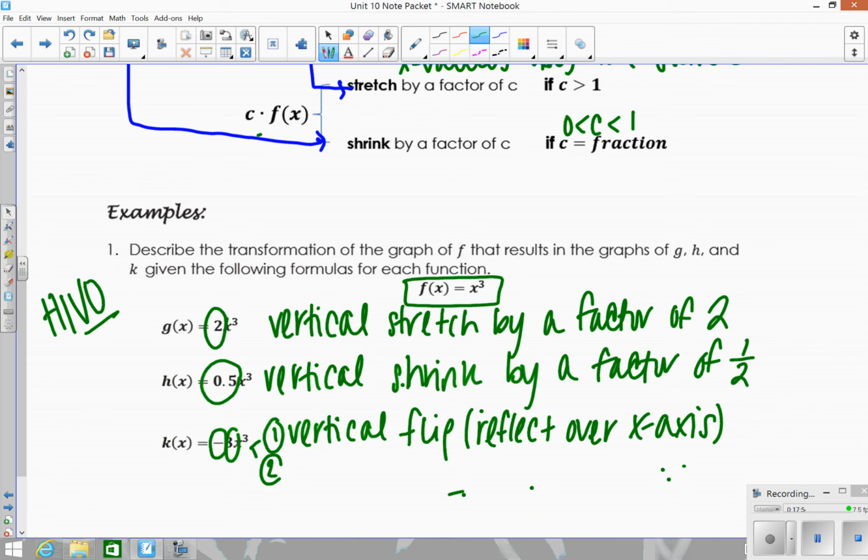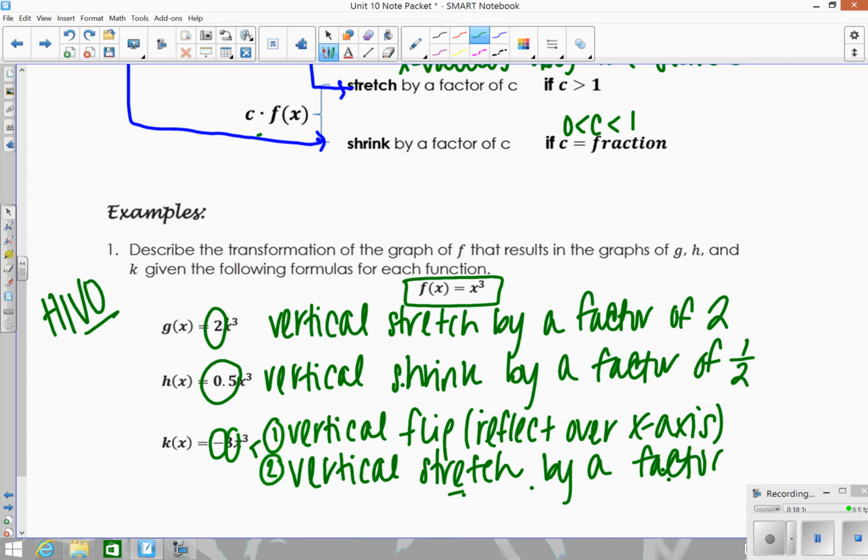And then the second thing that's happening is this 3 out in front, so that's going to be a vertical stretch because we're multiplying by a number bigger than 1, so a vertical stretch by a factor of 3.